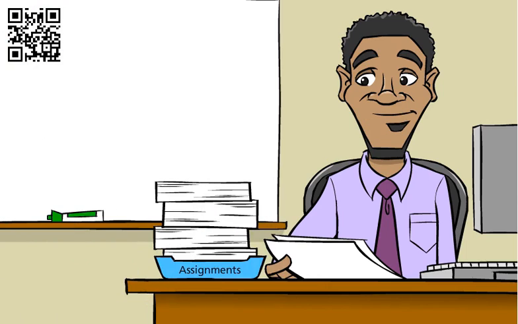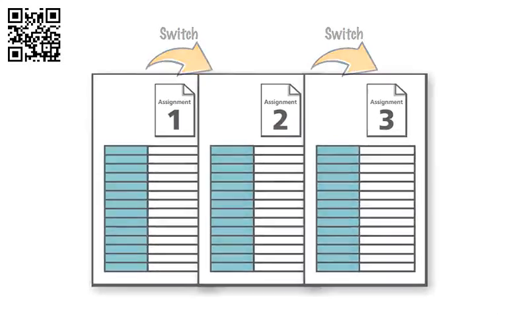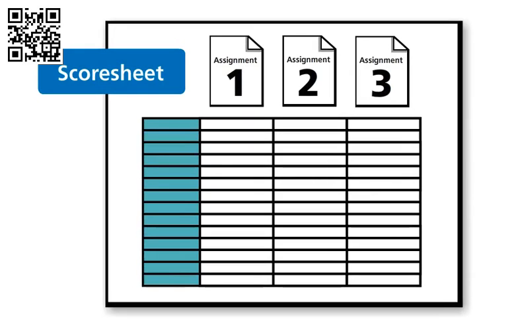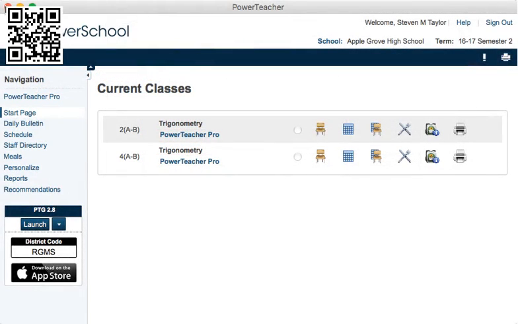The current stack of papers that you're going through are assignments from your second period class. So start with entering those scores. Since you need to record scores for multiple assignments, rather than finding individual assignments and switching between them, use the Scoresheet to grade multiple assignments on the same page. First, click PowerTeacher Pro under your second period class on the PowerTeacher Start page.